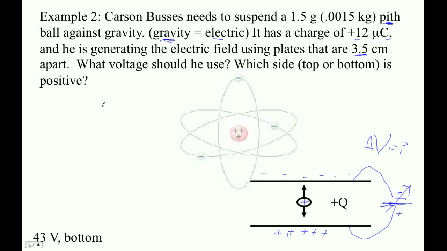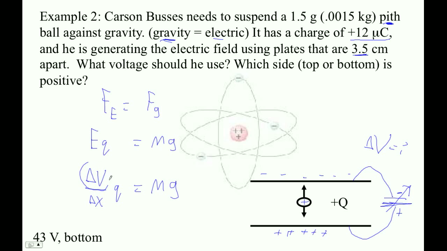I think what we can say is that the force of the electric field is going to equal the force of gravity. The electric field force is going to be E times Q, and the force of gravity is going to be M times G. This is classic, isn't it? Nothing much to do there, but E is going to be V over X, so I'm going to say delta V over delta X, just because I'm in a good mood. That equals M times G.